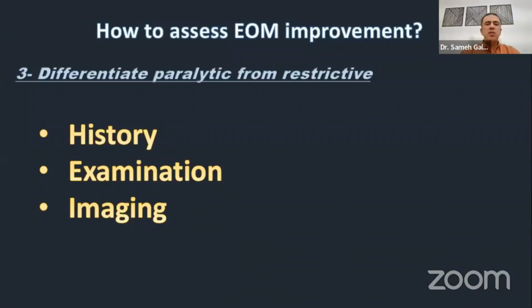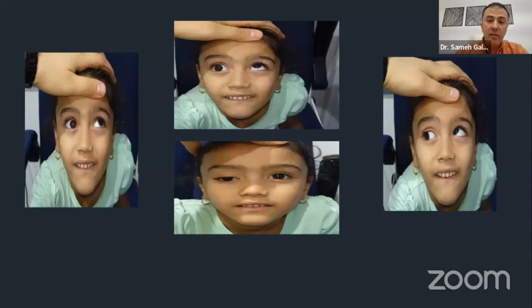So how do we assess extraocular improvement? We said identifying the cause, monitoring of improvement, and we can differentiate the paralytic from restrictive. It's very important to know, because mostly after orbital disease like fractures, thyroid eye disease or orbital inflammatory disease, we can have some restrictive component of the muscle as a consequence of this inflammation or fracture. So we should go for proper history taking, proper examination and imaging when needed.